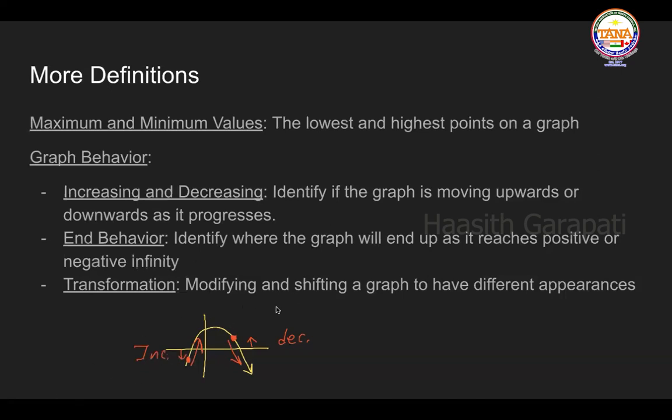Another important thing is end behavior, where you identify where the graph is going to end up as it reaches positive or negative infinity. So let's make another graph. Let's have a cubic function like this. Okay. So if we, in terms of x value, go all the way to infinity in the right direction, is the y value going to be positive infinity, or is it going to be negative infinity?